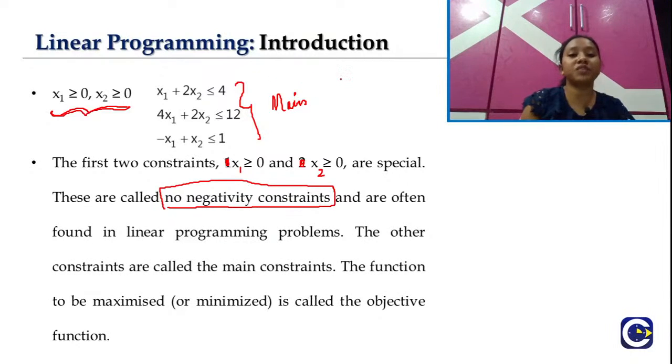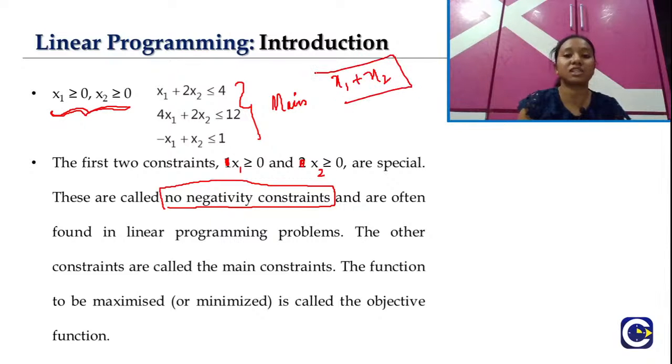So for our previous one, we have taken x1 plus x2. We have to check the maximization for the function x1 plus x2, which is nothing but called the objective function. Very common in a linear programming problem, we'll be having these non-negativity constraints. Apart from that, we'll be having some other main constraints, as you can see here.